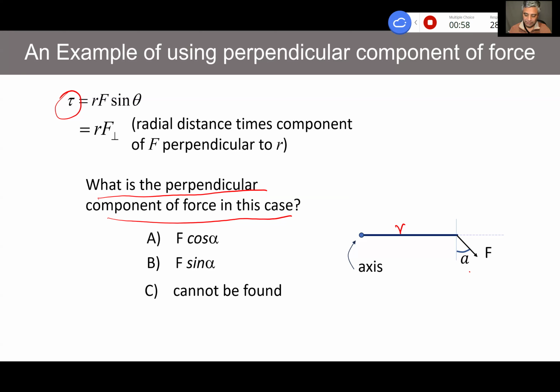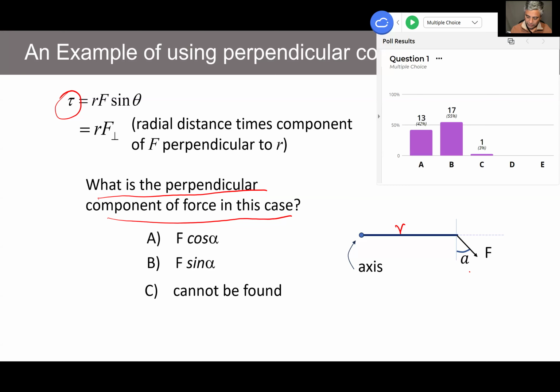I'm 30 more seconds. Five more seconds. Five, four, three, two, one, and it stops. Let's see what we got.